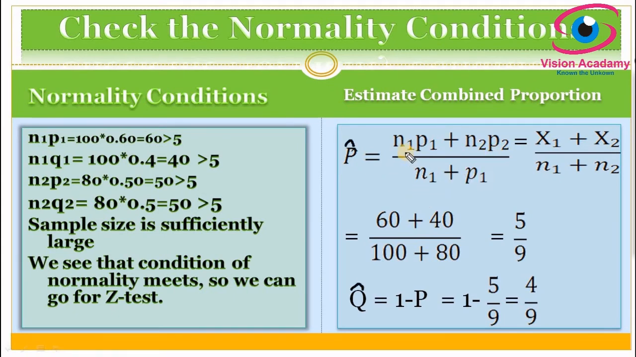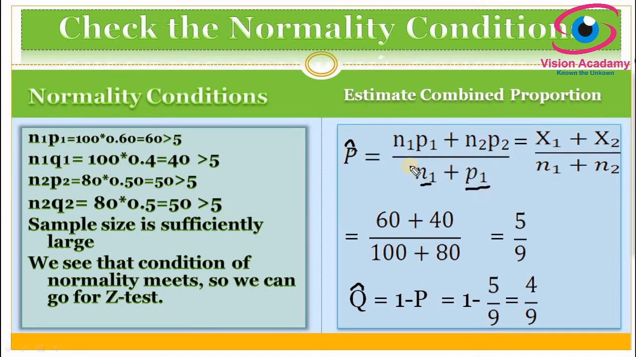So n1 is the sample size, as we know, 100 from population 1, and p1 is 0.60. 100 into 0.60 would be the sample x1. We found that x1 is 60. 100 into 0.60 is 60, plus n2 p2. So 80 into 0.5 is also x2, so 80 into 0.5 would be 40. So the sample size from population 1 is 100, and the sample size from population 2 is 80.